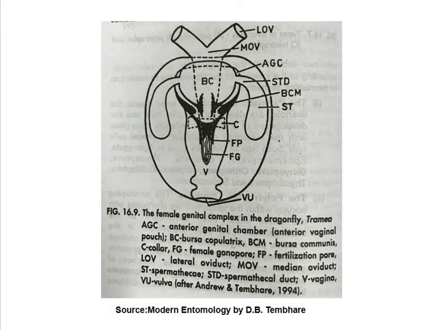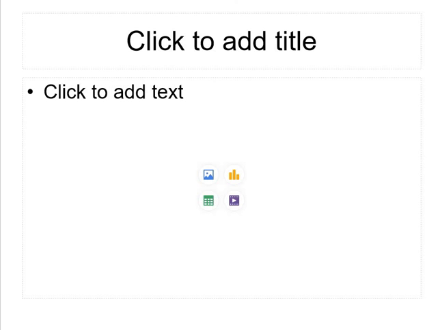You can also see in this diagram, the lateral oviducts from both sides unite to form a common oviduct. Here you can see the bursa copulatrix. You can see the accessory sex glands or accessory glands there. Again, you can see here the vulva, or this is the opening. So, these are the parts of the genital chamber or the female genital complex. This is all about the female reproductive system of insects.